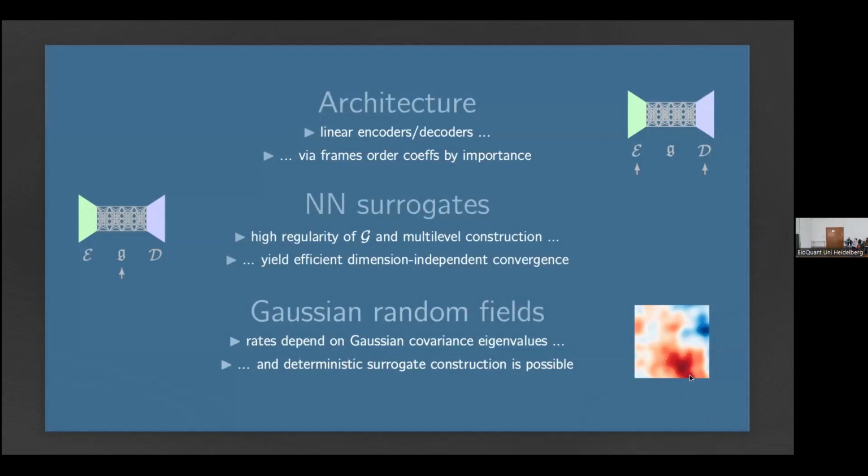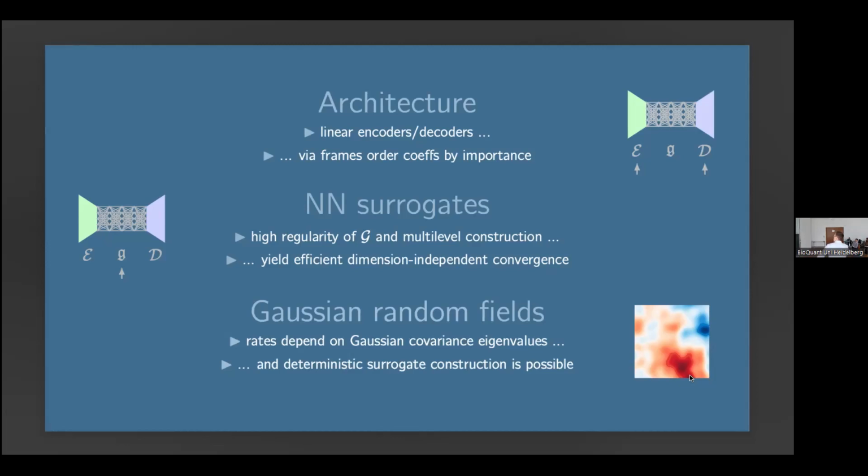Right, so since the time is up, let me just come to my conclusions. So what I talked about here is the following. First, I explained our architecture, which was based on these linear encoders and decoders using frames. I then told you if we have a very high regularity G in the sense of complex differentiable, then we can obtain algebraic convergence rates in terms of the neural network in the middle. So it is possible to approximate these abstract mappings between Hilbert spaces even on a ball in the input mapping to the output.